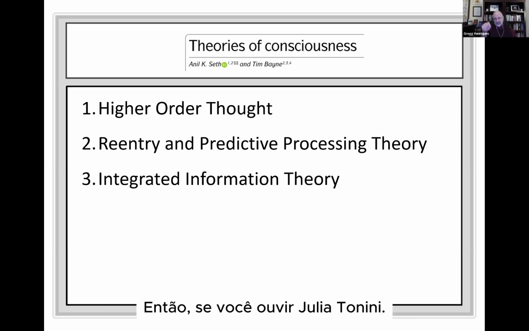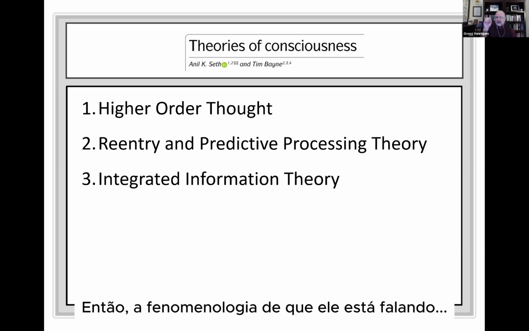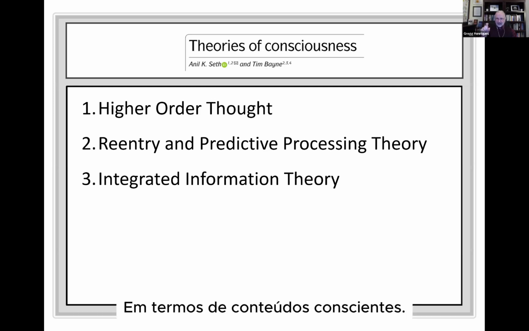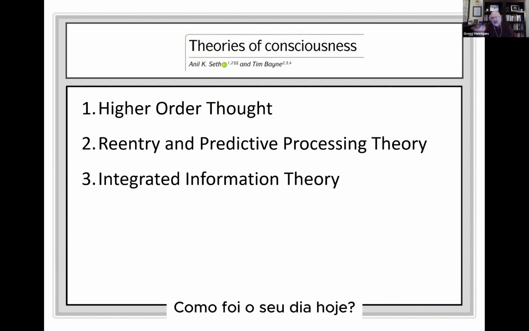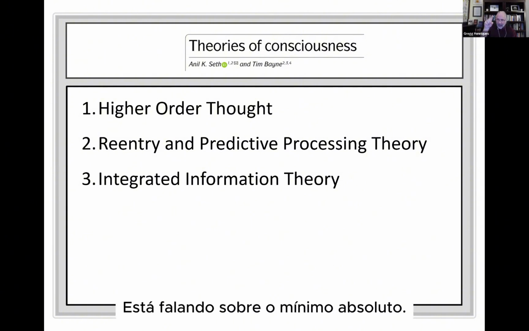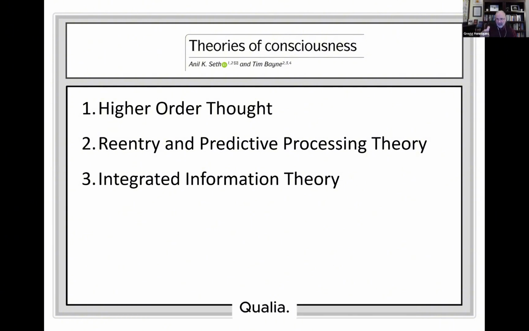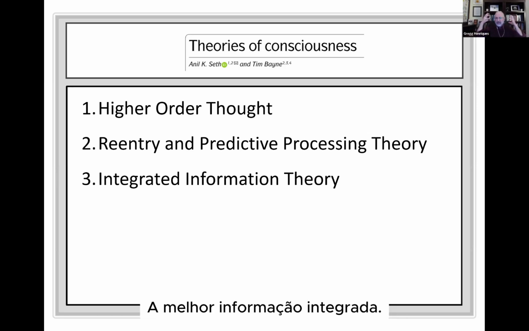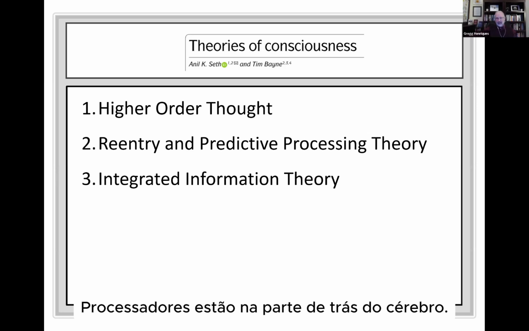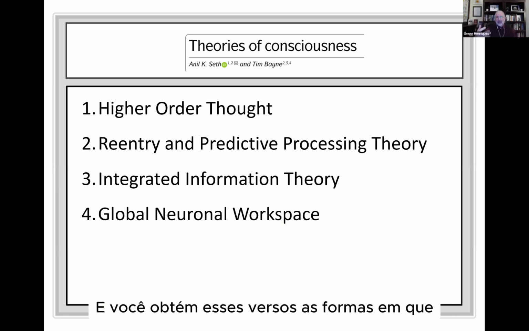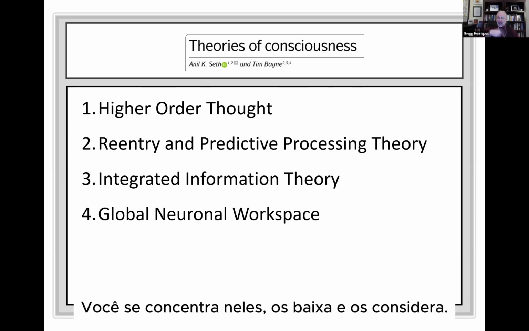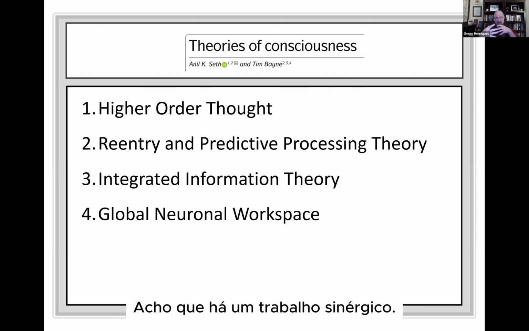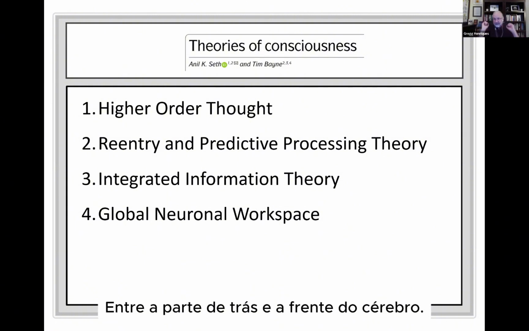So if you listen to Giulio Tononi, he's like, oh yeah, it's about a tenth of a second. Okay. So the phenomenology that he's talking about in terms of conscious contents is not, hey, how was your day today? It's talking about the absolute minimum qualia events that are then getting processed. Ultimately, in their idea, the best integrated information processors are in the back of the brain. And you get this versus the ways in which you get access to particular ideas, you focus on them, download them, and consider it.